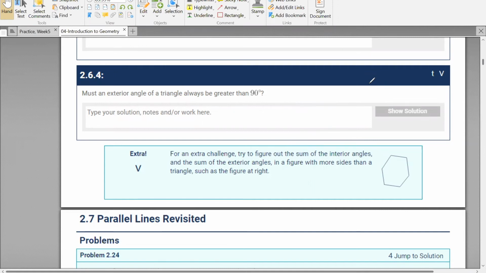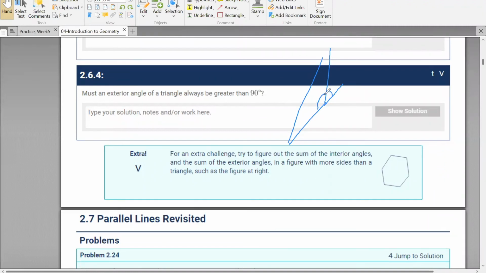So let me first get it clear that everyone is on board in terms of what the question is. They're saying must. Is it the case that the external angle of a triangle always has to be greater than 90? Say, okay, this is the internal angle. If I continue this, this is going to be the external angle.